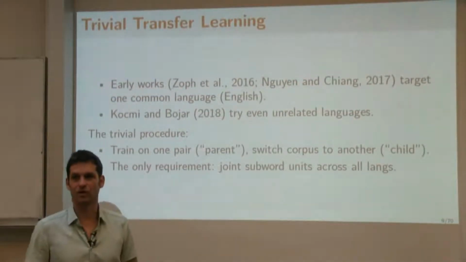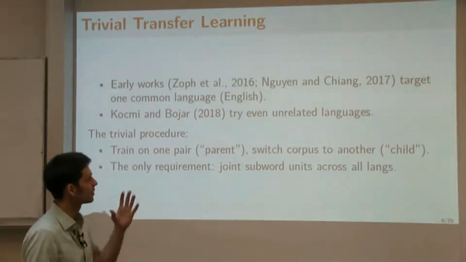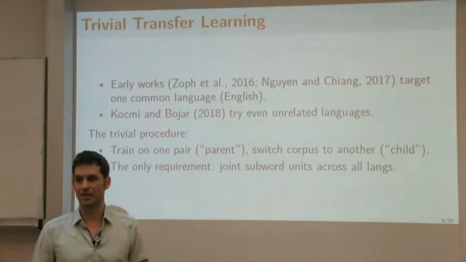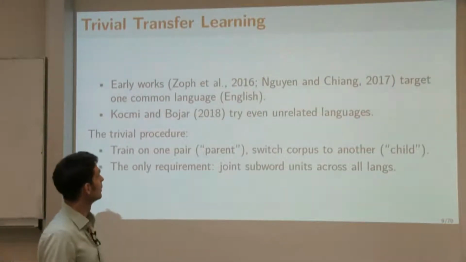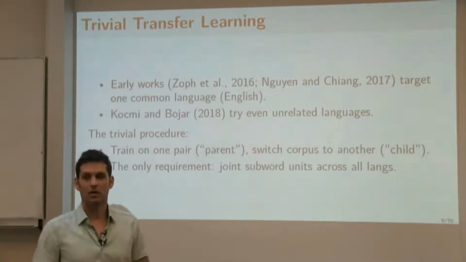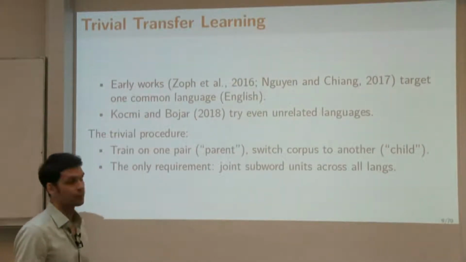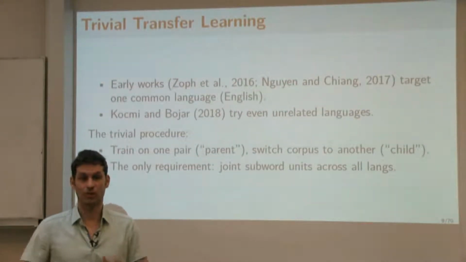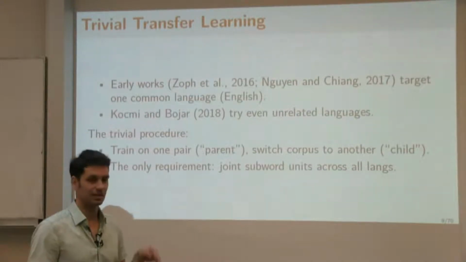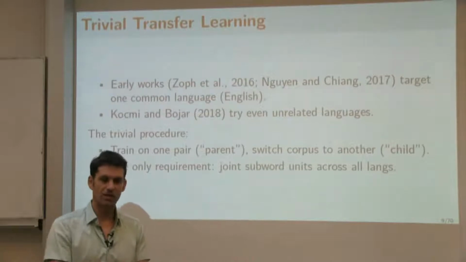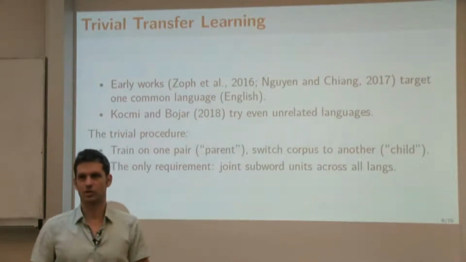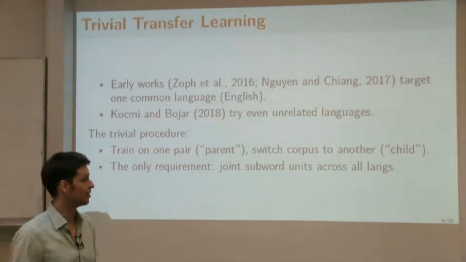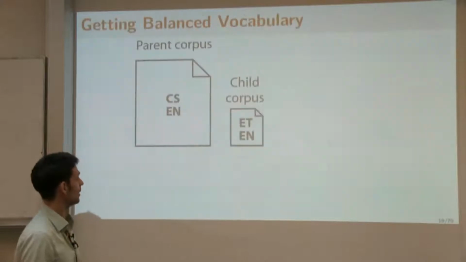So now back to the transfer learning task. The early works focused on the setup where we have one language in common, and that was usually English, and also the languages were always related in the early experiments. So we experimented with something which included also very unrelated language pairs, and we had this idea of trivial transfer: simply train on the parent language pair, and then switch the data set to the child language pair, and don't change any of the parameters or hyperparameters of the training at all.